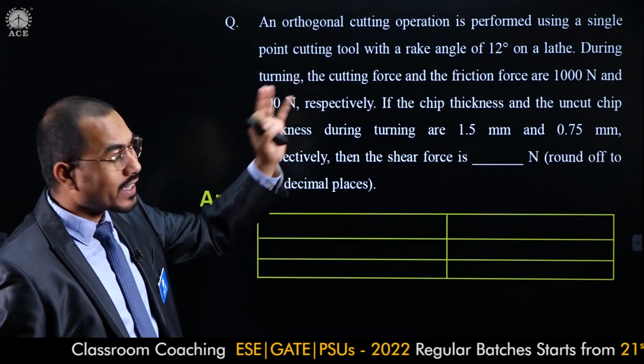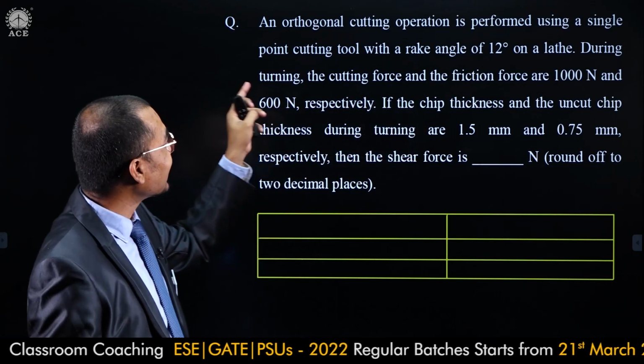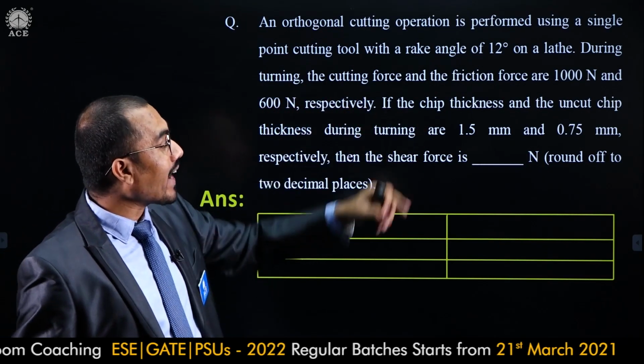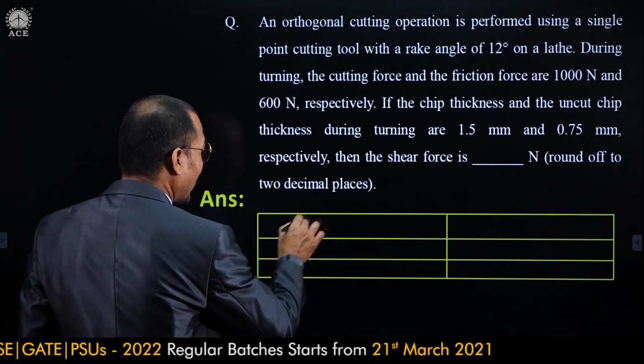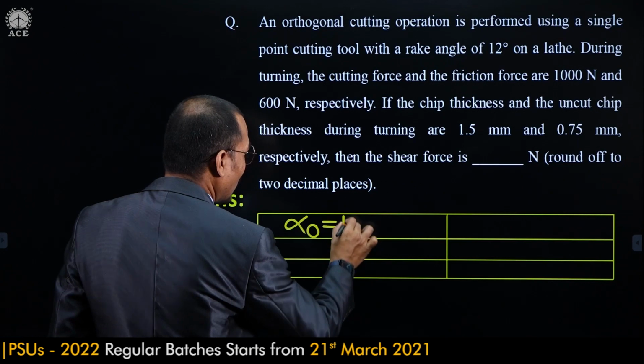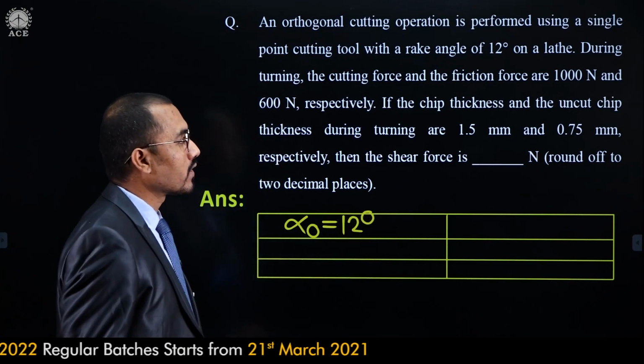An orthogonal cutting operation is performed using a single point cutting tool with a rake angle of 12 degree on the lathe machine. So, the value of orthogonal rake angle is given. So, I will say that alpha 0 is exactly equal to 12 degree.